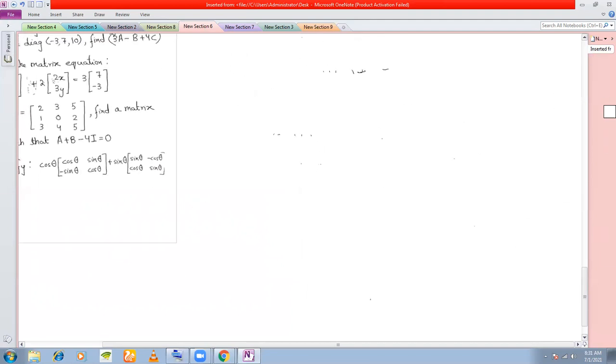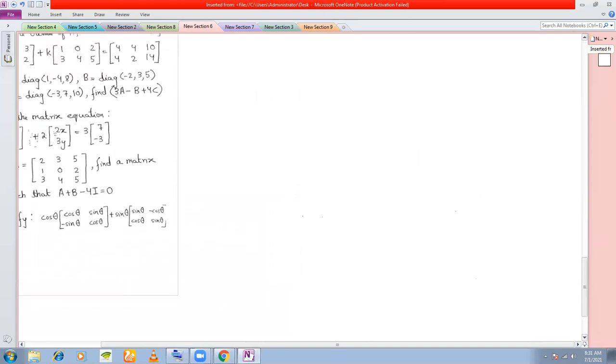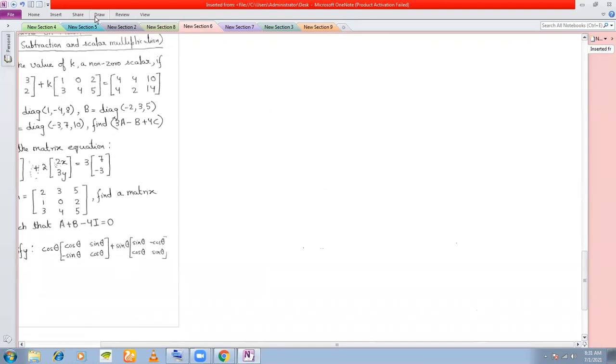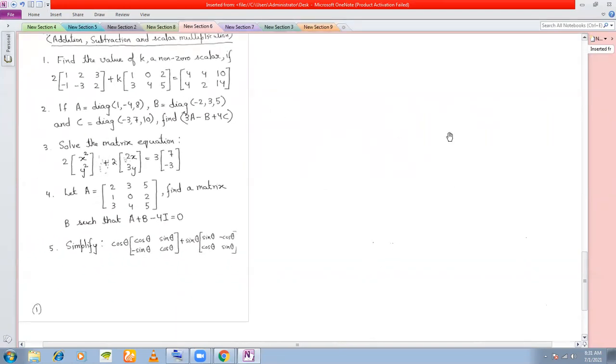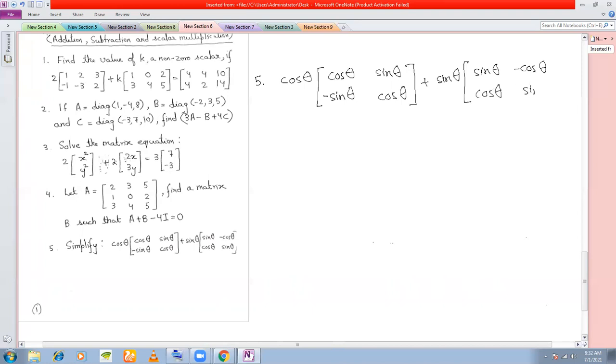And finally, the last problem of this exercise. The question is to simplify: cos θ times the matrix [cos θ, sin θ; −sin θ, cos θ], plus sin θ times the matrix [sin θ, −cos θ; cos θ, sin θ].